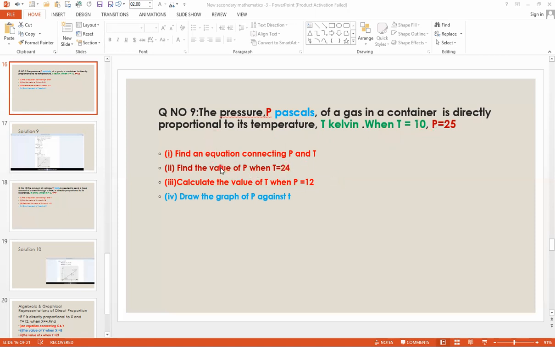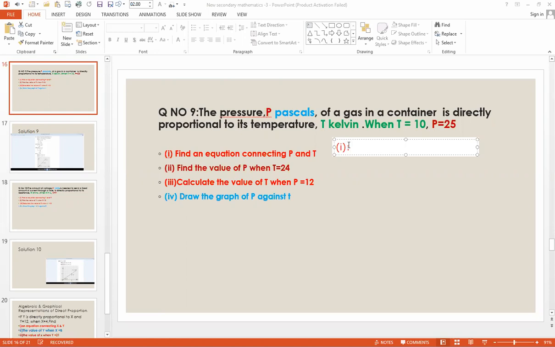and T. Then second part, find the value of P when T is equal to 24. Third part, calculate the value of T when P is equal to 12. And in the end, you have to draw the graph. For all these, first I have to write it for you because it becomes easier for you. First, we have to come to the first part. And according to the first part, we just concentrate on the question.